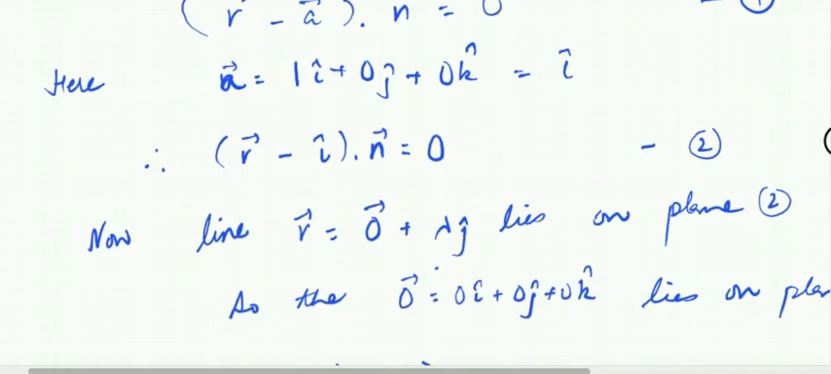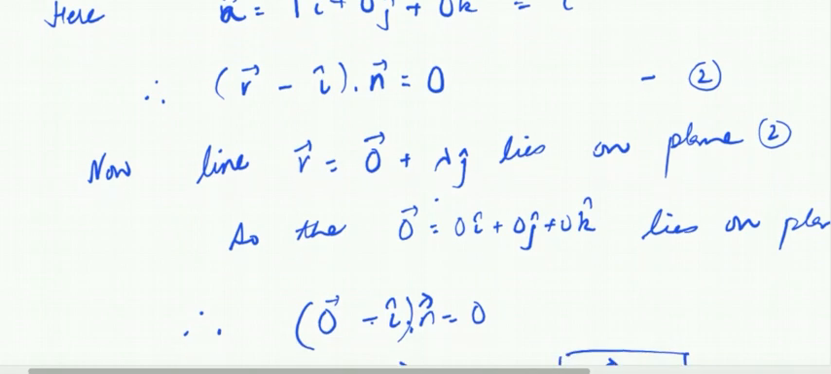Now for this line to lie on the plane, it should satisfy equation 2. We will put our value of a. A is the passing point. Since the 0 vector is the passing point of this particular line, the 0 vector will satisfy this equation number 2.